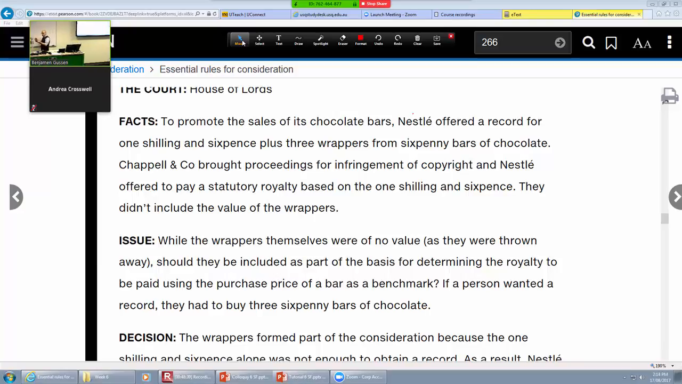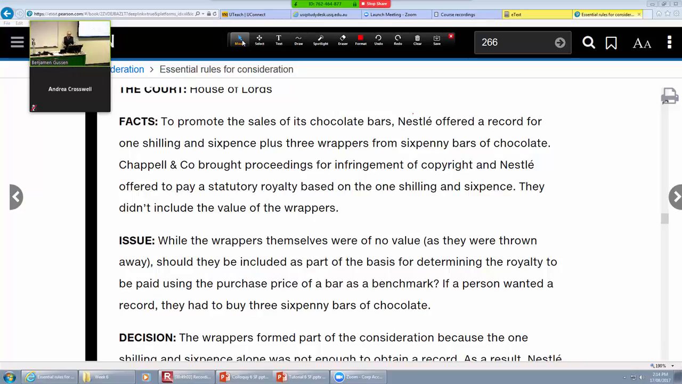So you have to buy these bars of chocolate, eat those bars of chocolate, whatever you want to do with them, and then take the wrappers and take 3 of those wrappers, plus this 1 shilling and 6 pence, and give that all to me, and I will give you this record. So do you see the promises? I promise you the record. In exchange, your consideration, the price you're going to buy this record with, is going to be this money plus the wrappers. So far, so good? No problem. What's the problem?